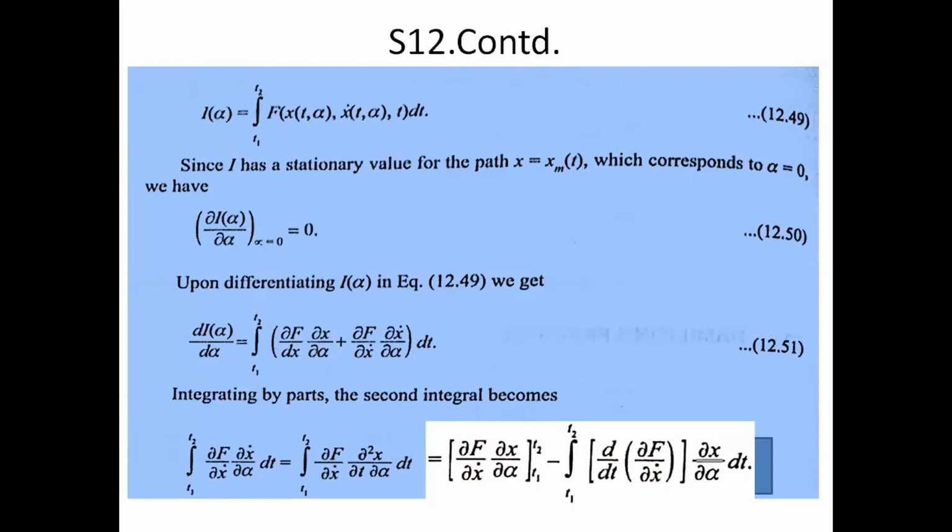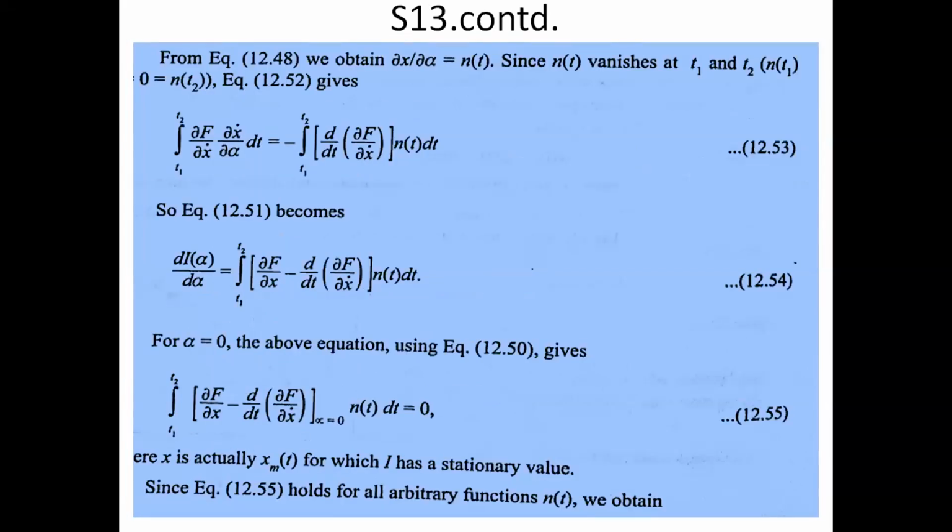So we come back to slide 12, and we differentiate for finding stationarity. We differentiate with respect to alpha. Ultimately, we put alpha equals 0. So upon differentiation, we get this quantity, and we integrate by parts the second term. When we integrate by parts, I get what is shown below in the S12.